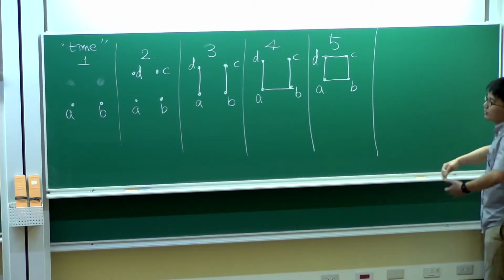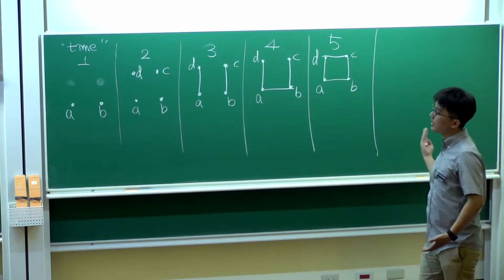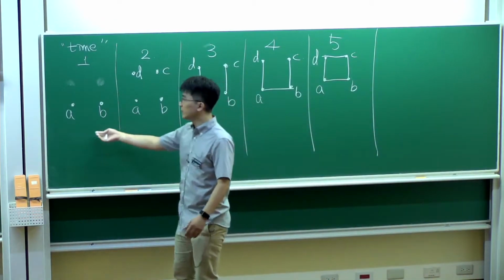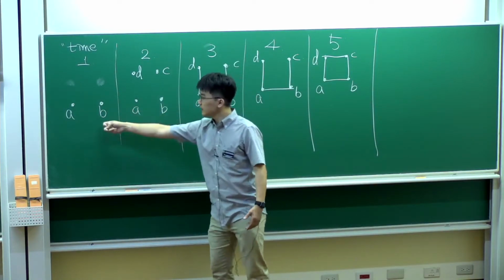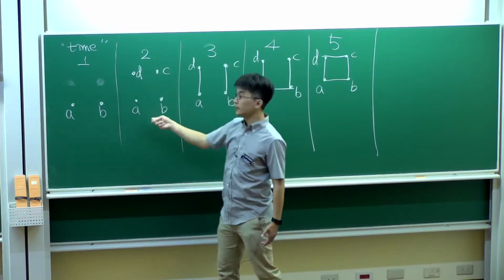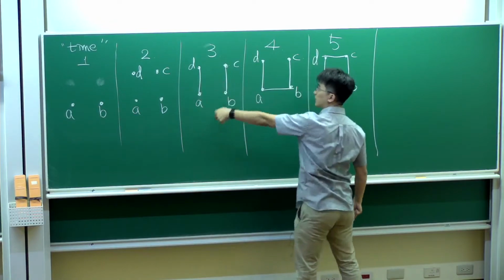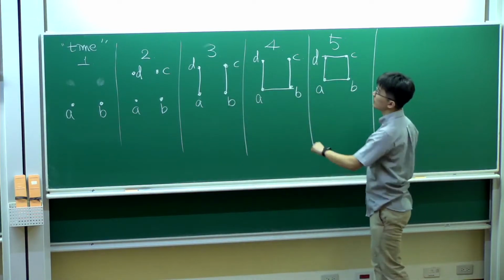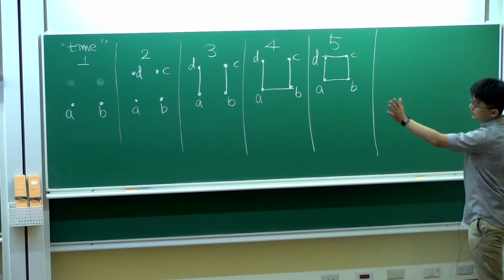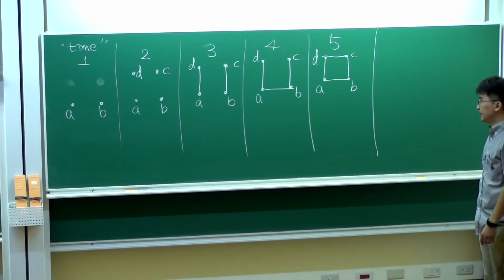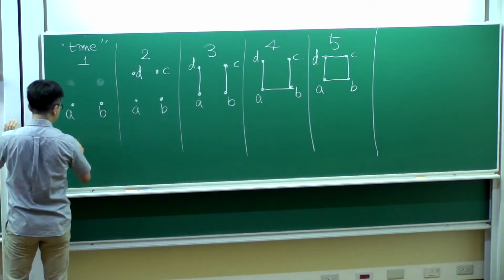Right, so imagine you have this complex, this cubical set, and it grows over time. When time equals 1, you only have 2 points. When time equals 2, the set grows to 4 points. And when time equals 3, it now becomes 2 disjoint intervals. And when time equals 4, you have those things. Okay? So it looks like this.